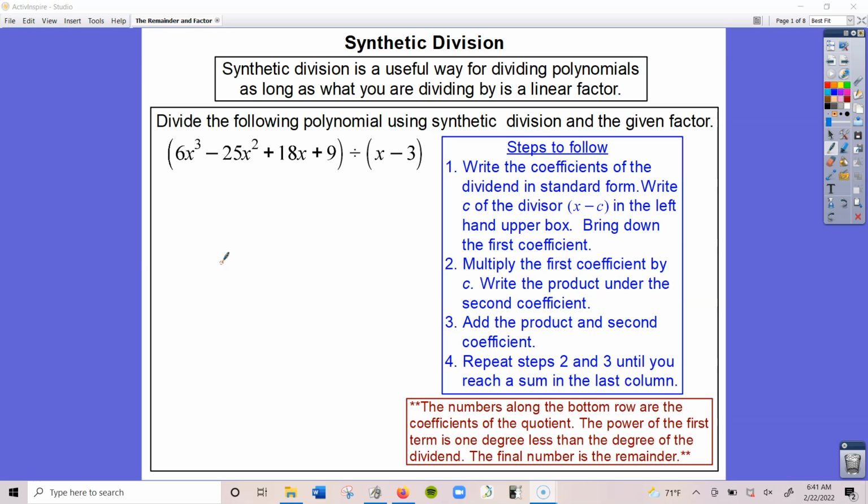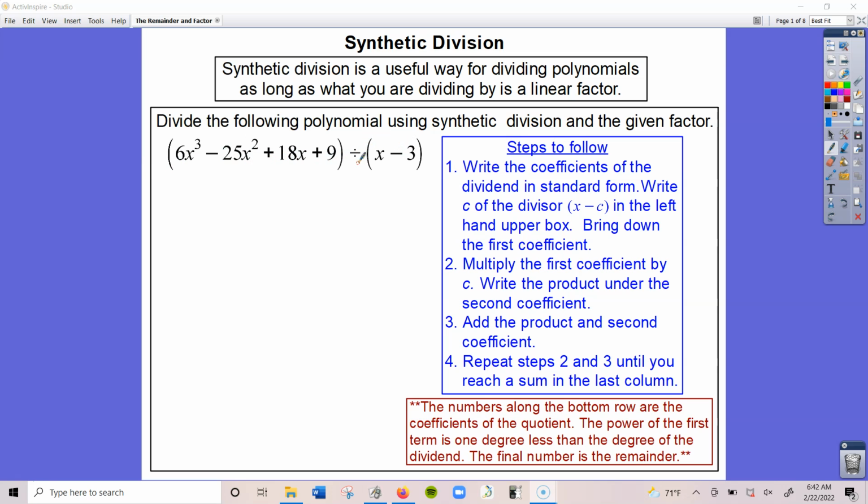Hey guys, today we're going to learn about the remainder and factor theorem. Now, in order to apply these theorems, we need to learn about something called synthetic division. In our previous lesson, we learned how to divide polynomials using long division. Synthetic division is another method of dividing polynomials, but only if we are dividing by what's called a linear factor.